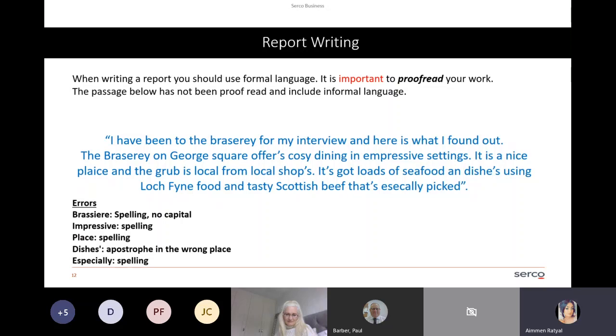So the errors: already, the spelling of brasserie isn't how you spell it. At the top he's used no capital, but then the second sentence uses a capital. So you need to be consistent. If you are using a capital at the very beginning, keep that consistent with the whole structure of your work. If you're not using a capital, don't use it at all. So choose one way or another. Impressive, the spelling isn't correct. Place isn't spelled correctly. Dishes, the apostrophe is in the wrong place, it's obviously after the S. And especially, again, the spelling isn't correct. With your writing exam, spelling is what is marked. So your grammar and spelling are actually marked. So please make sure you do proofread your work.